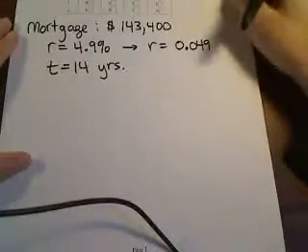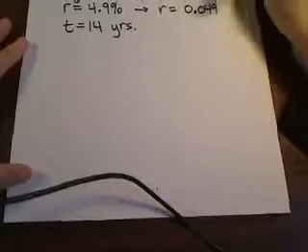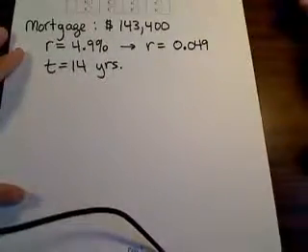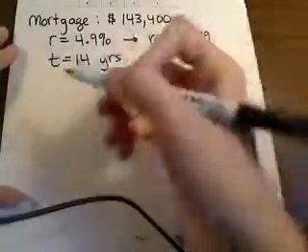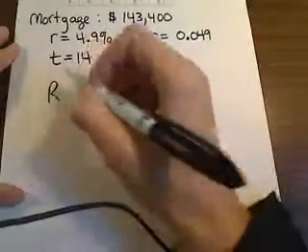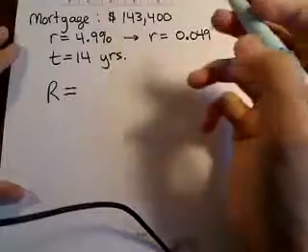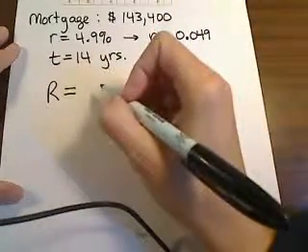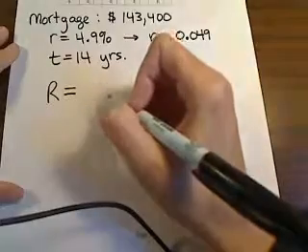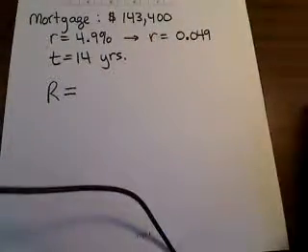All right, so the first thing that we need to do is calculate the monthly payment for the principal and the interest on this mortgage. So we're going to use the monthly payment formula. It's R is equal to, let's see, I don't have it memorized. Let me look it up.